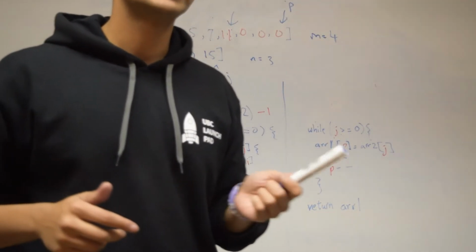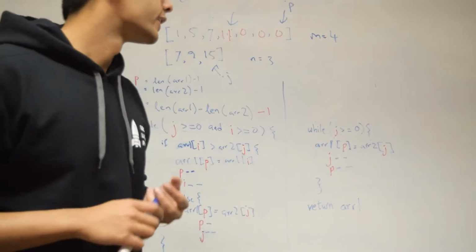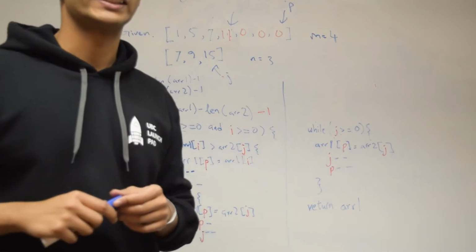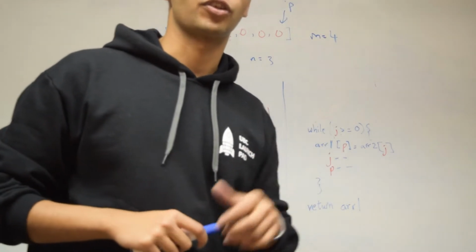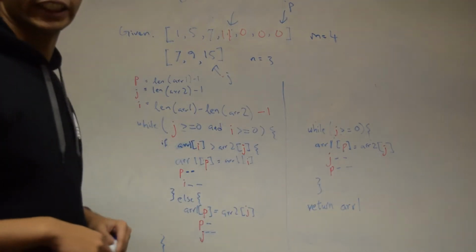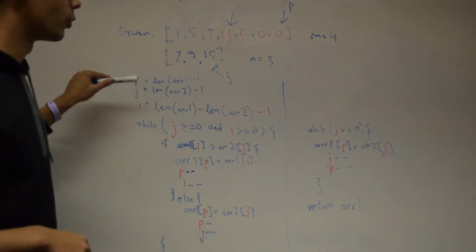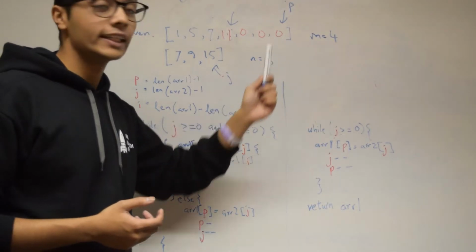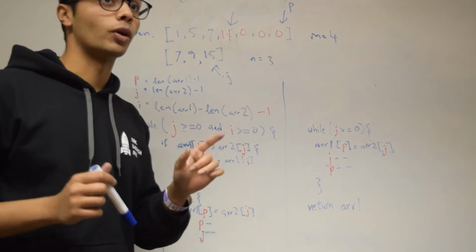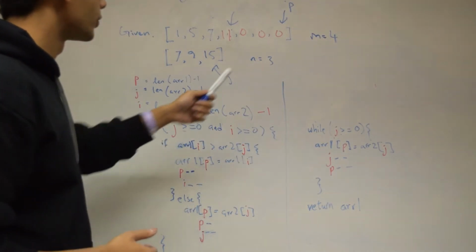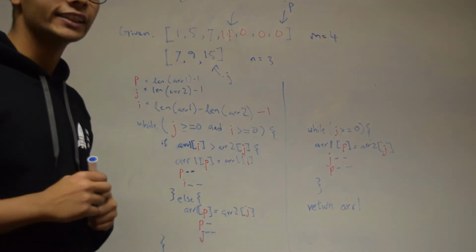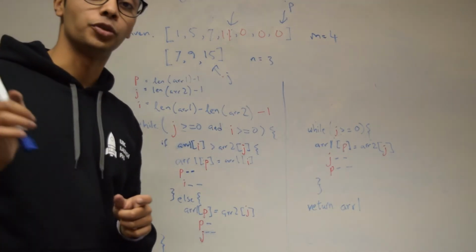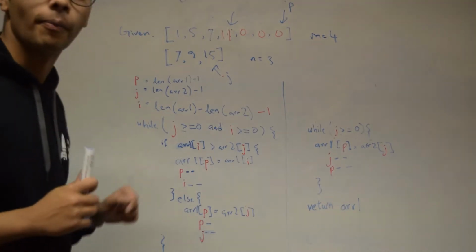Alright, for now, let's go through the code walkthrough of the solution. So we do exactly what we discussed in the algorithm that I just described, and we set the positions first. P is going to be where we place the elements. So P is going to be the length of array 1 minus 1 because it's zero-based indexing. J is going to be the last element of array 2, so it's length of array 2 minus 1.